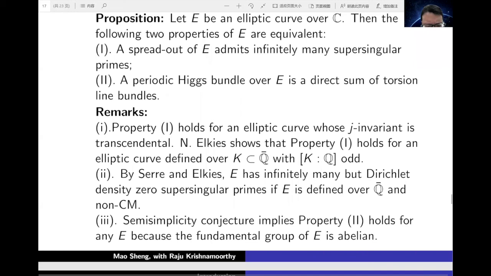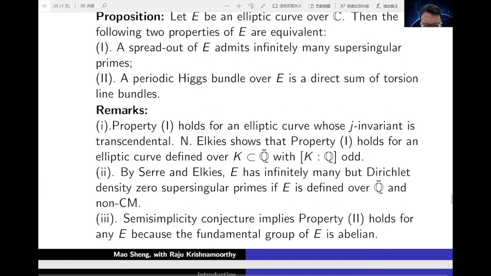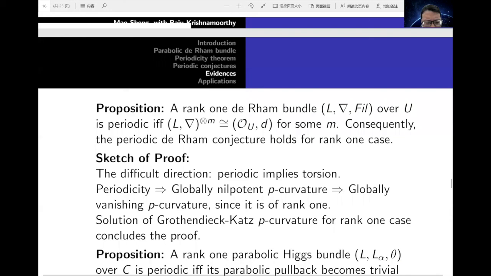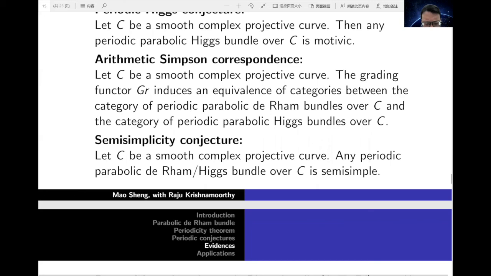And this semi-simplicity conjecture here: any periodic Picard-Fuchs bundle over C is semi-simple. So I just study trivial parabolic structure.